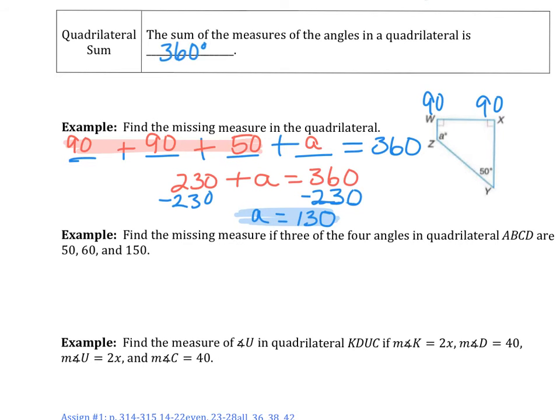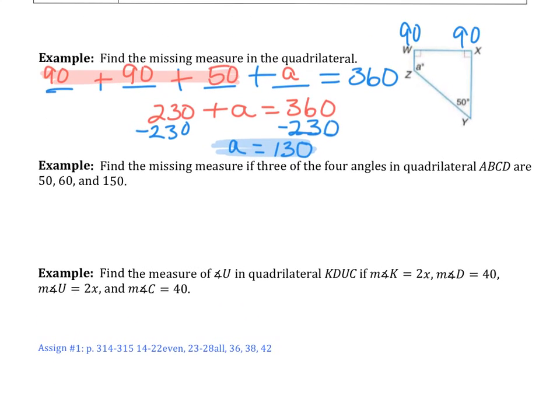All right, let's move on to our next example here. Find the missing measure if 3 of the 4 angles in quadrilateral ABCD are 50, 60, and 150. And again, what we just learned was that the measures of the interior angles of a quadrilateral add up to 360. So I'm going to set up my equation: 50 plus 60 plus 150 plus that 4th angle, I'll call it x, and again we know they add up to 360 degrees.